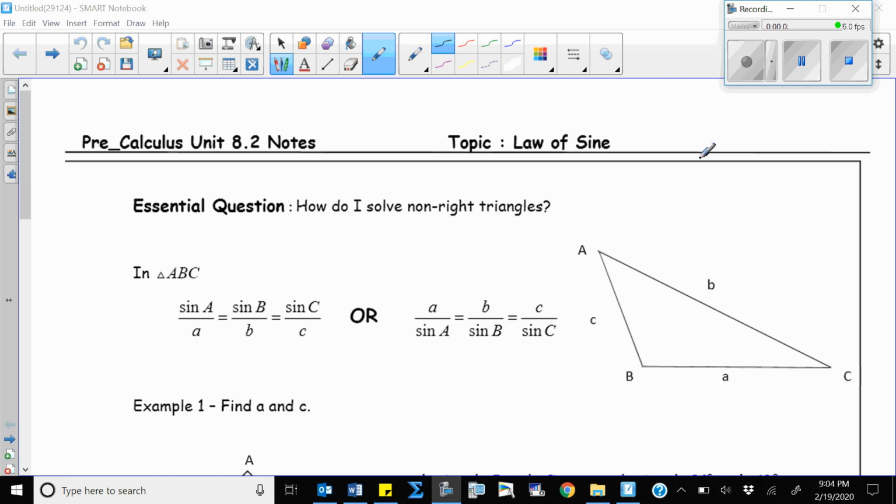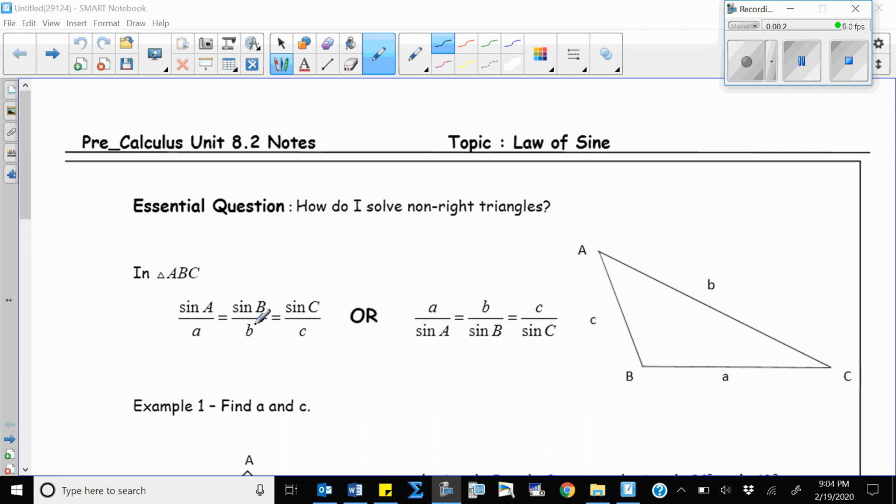Hi everyone. Today we're going to learn about law of sines. Law of sines is another formula, or another law, that we can use in order to solve non-right triangles, or oblique triangles. This is how it looks.